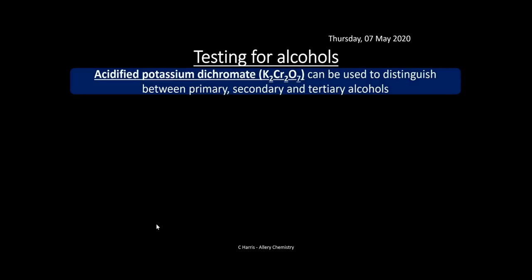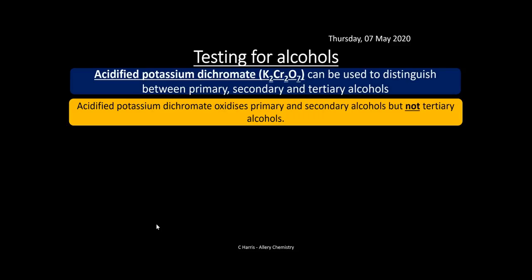Okay, so how do we test for alcohols? Acidified potassium dichromate, or K2Cr2O7, can be used to distinguish between primary, secondary, and tertiary alcohols. Acidified potassium dichromate oxidizes primary and secondary alcohols, but not tertiary alcohols. So remember, tertiary alcohols cannot be oxidized.